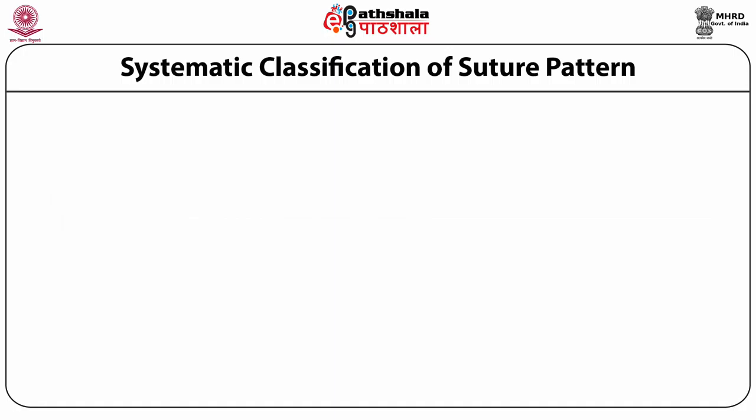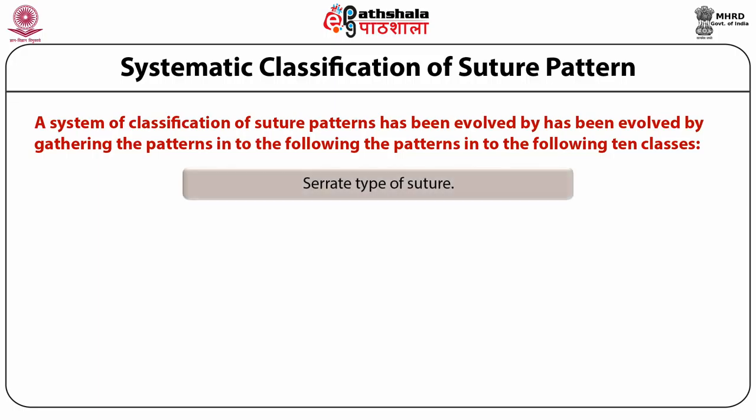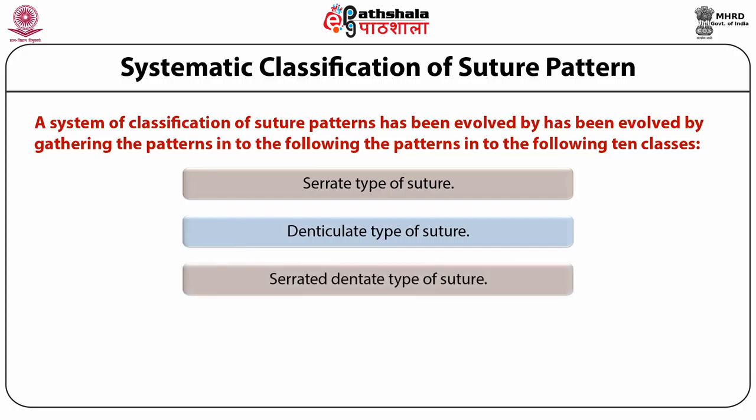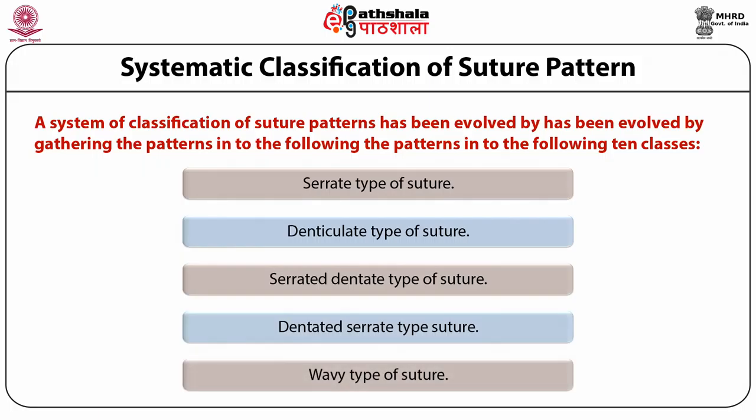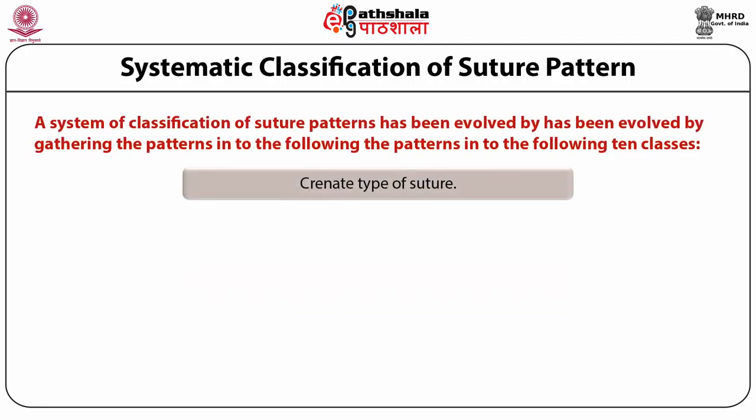Systematic classification of suture patterns. A system of classification of suture patterns has been evolved by gathering the patterns into the following 10 classes. The first is serrate type sutures. Second, denticulate type of suture. Third, serrated dentate type of suture. Fourth, dentated serrate type suture. Fifth, wavy type suture. Sixth, crenate type of suture.